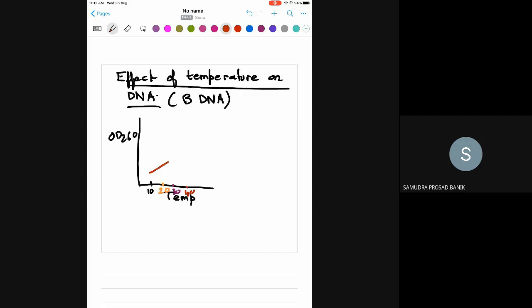Initially, it will increase linearly for a little amount of time. Then what happens? A point comes where half of the DNA is denatured, meaning half of the double stranded DNA is converted into single stranded form. So what happens at that point? The OD260 starts increasing steeply, all the more steeply.